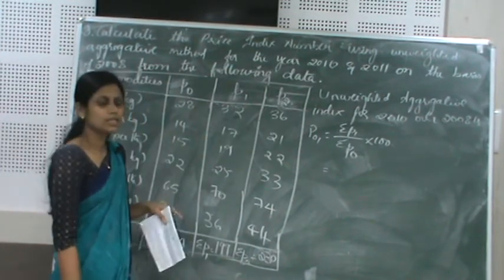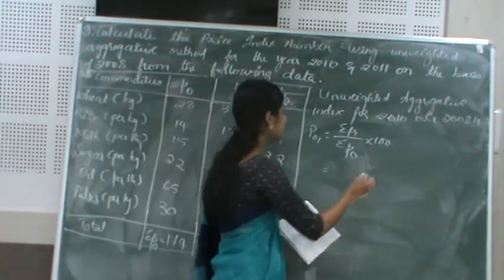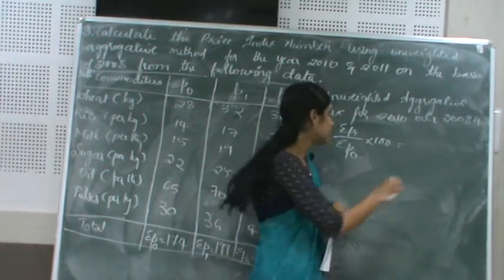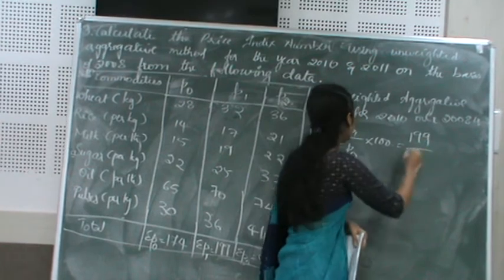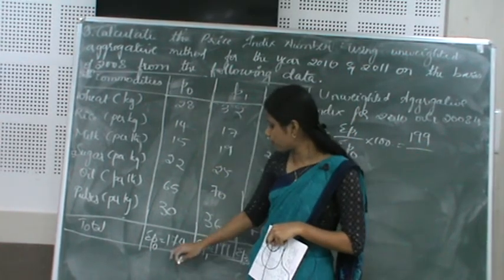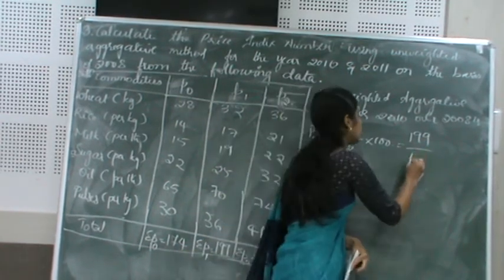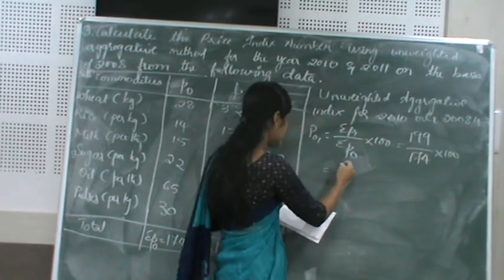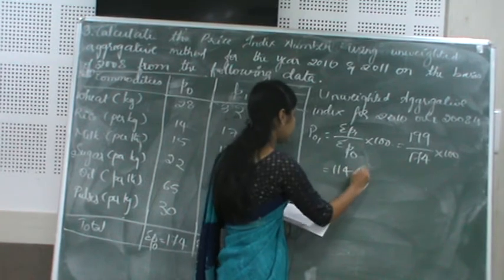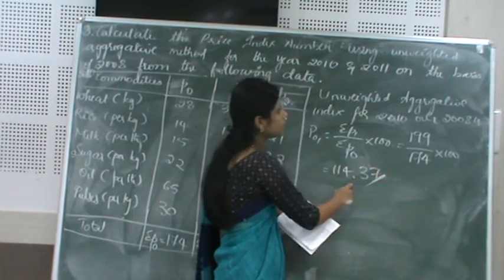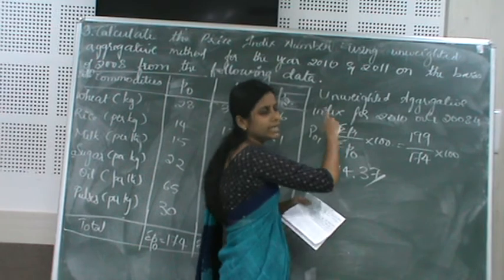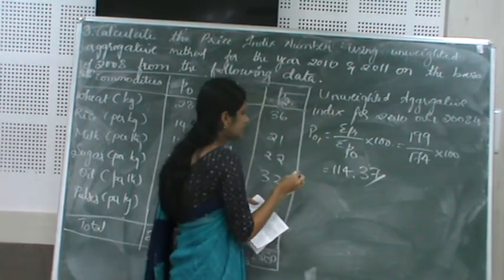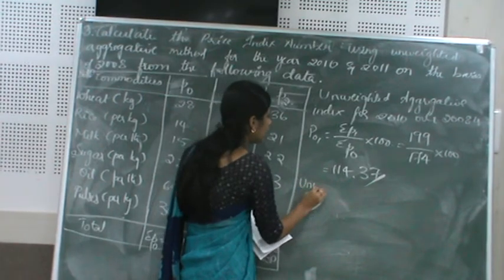Now we will substitute the values in this formula. P1 column total is 199. So 199 divided by summation of P0. Summation of P0 is 174, into 100. Now when you solve it, the answer is 114.37. That is the price index number under unweighted aggregative method for 2010: 114.37.